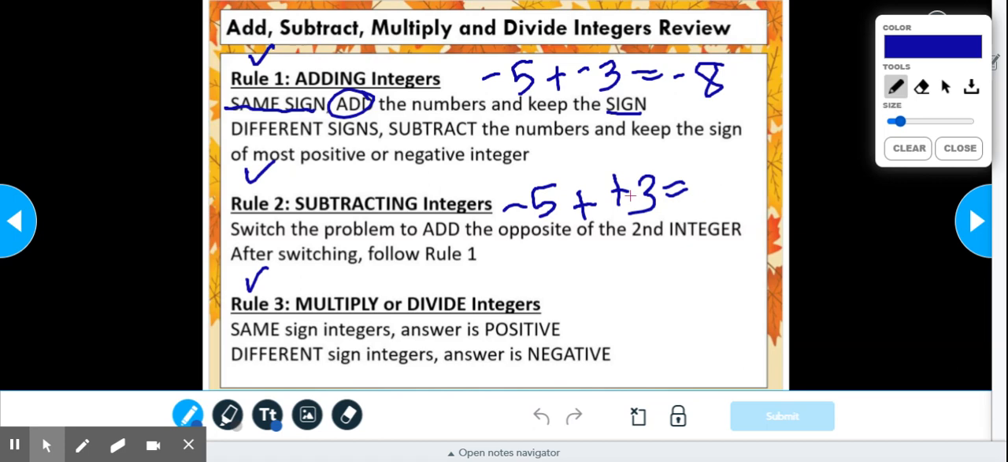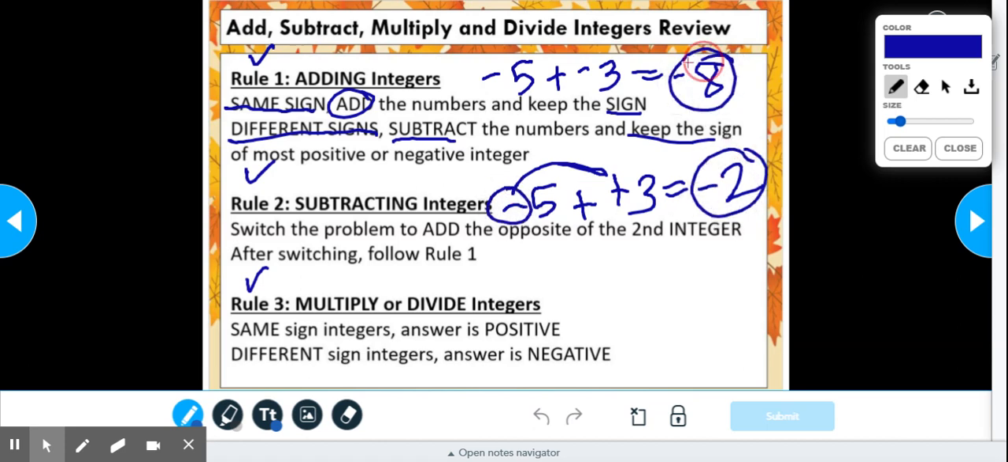So 5 negatives and 3 positives. We look at these signs, and if they are different signs, we're going to subtract the numbers and keep the sign of which one we have the most of. So 5 and 3, those are different signs. So we have 2 left over. 5 minus 3 is 2, and we have more negatives. So our answer is -2.